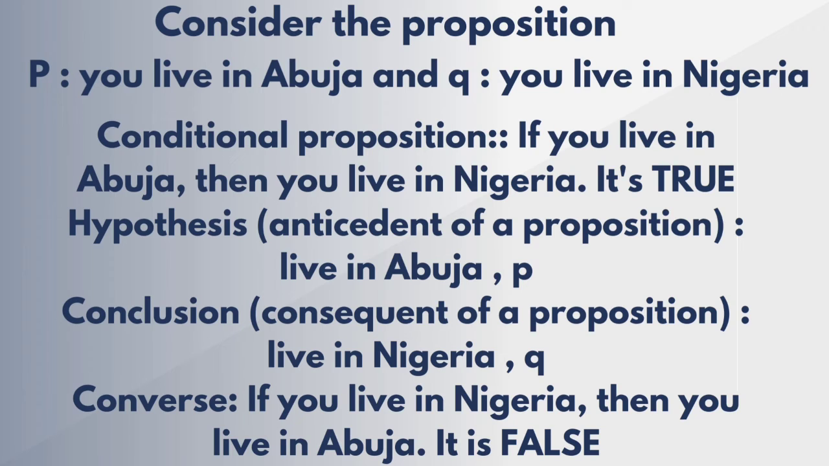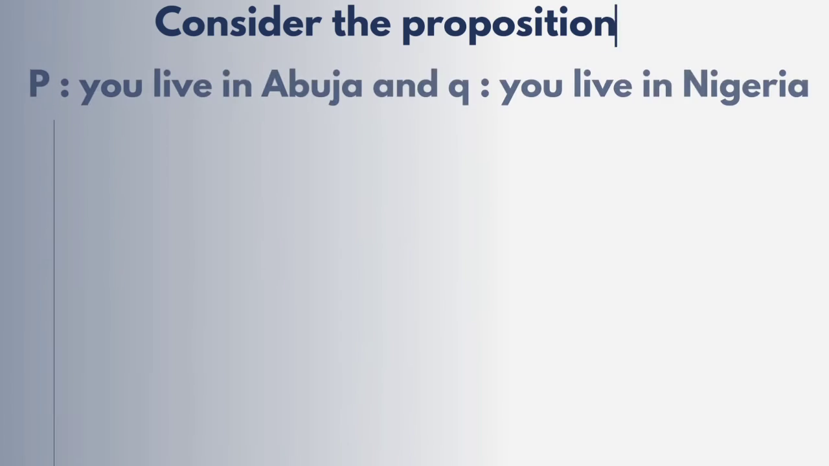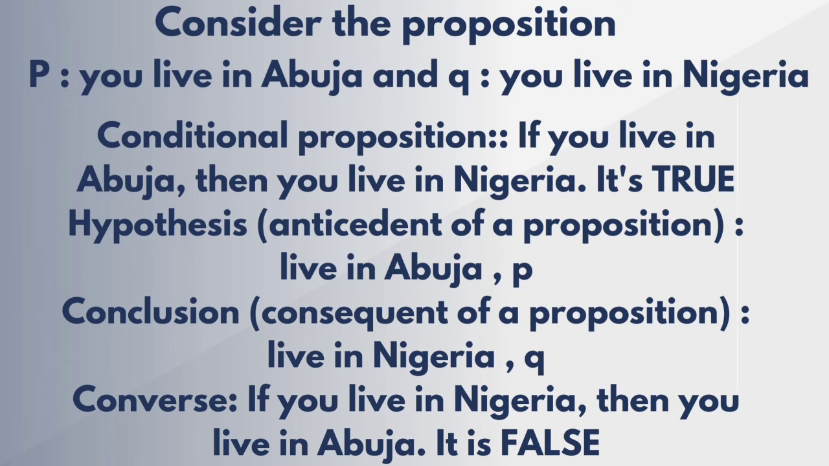Converse proposition. Converse proposition is the reverse of conditional proposition. Conditional proposition states that if P then Q. So the reverse of that proposition is if Q then P. That means that if you live in Nigeria, then you live in Abuja. Is this statement true? It is not true.